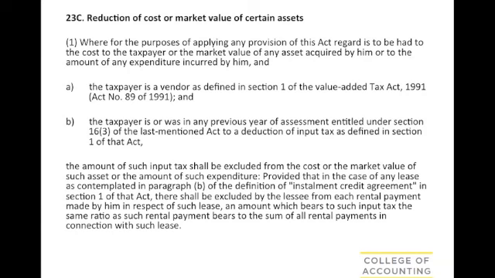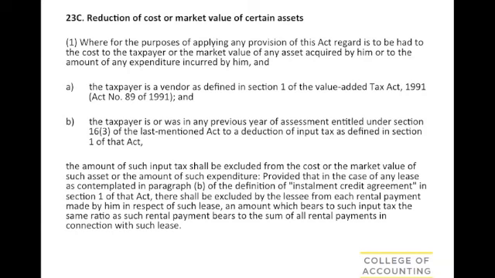Section 23C says that where for the purposes of applying any provision of this Act, regard is to be had to the cost to the taxpayer or the market value of any asset acquired by him or the amount of any expenditure incurred by him, and the taxpayer is a vendor as defined in Section 1 of the Value Added Tax Act, and the taxpayer is or was in any previous year of assessment entitled under Section 16.3 of the last mentioned Act to a deduction of input tax as defined in Section 1 of that Act, the amount of such input tax shall be excluded from the cost or the market value of such asset or the amount of such expenditure.